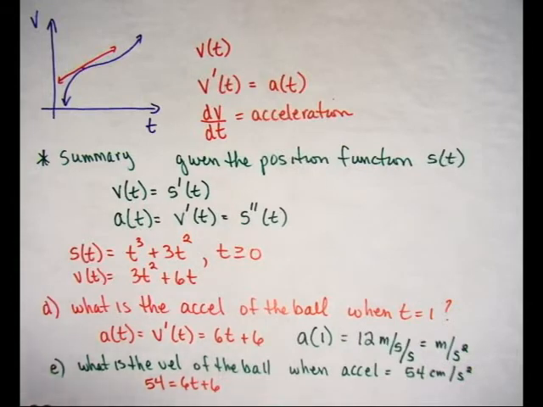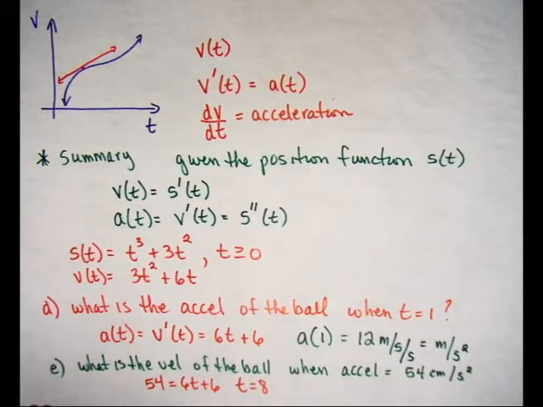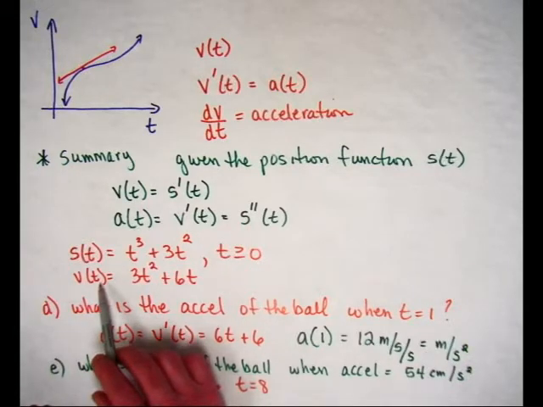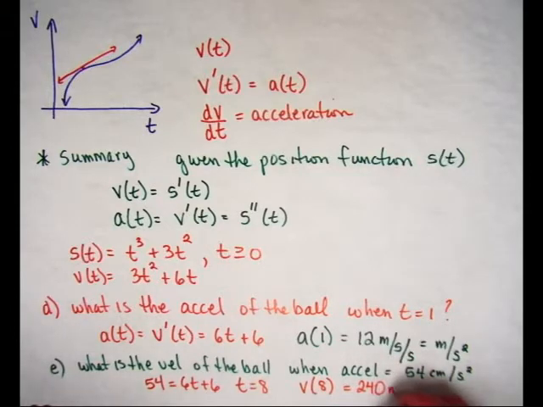Now you can see that that's going to enable us to find time. If we subtract the 6 and divide by 6, we'll get a value of 8 seconds. So what we now know is that the object was accelerating at a rate of 54 centimeters per second squared after 8 seconds. And the question wants us to find the velocity of the ball at that moment. So we have to go back to our velocity function, v of t, and we know that the time is 8 seconds. So we're just going to go v at 8, which turns out to be 240, I think it was meters per second.